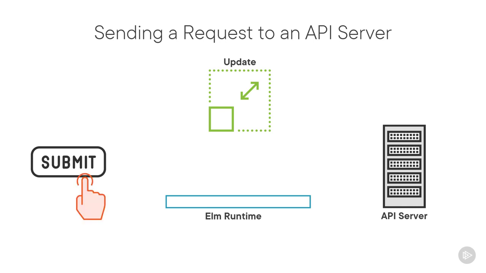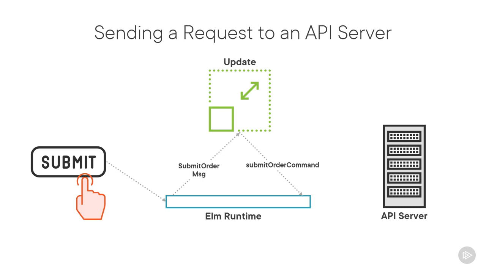Clicking the button to submit the order sends an event to the Elm runtime. We will need to define a new message variant, let's call it submit order, which arrives at the update function. The case branch for submit order is going to send a new command to the Elm runtime. We'll need to define a new command with the request details.